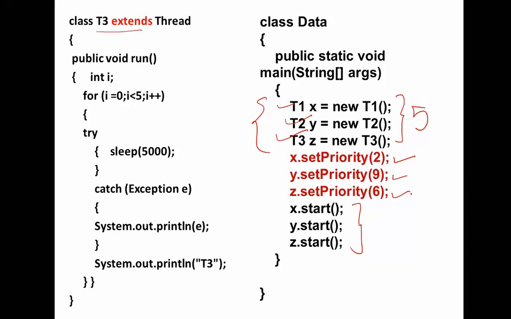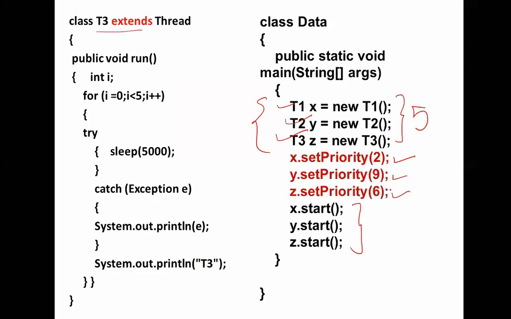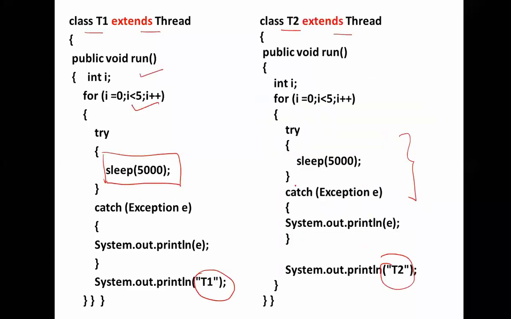So you will see that the thread belonging to class T1 has the least priority, the thread belonging to class T2 has the maximum priority, and the thread belonging to class T3 has intermediate priority. Now I'll start these threads: x.start, y.start and z.start. Now when this program runs, even though I have written the statements in this sequence, y has the highest priority and y is a thread belonging to class T2. So I'll first see T2 being printed because that thread will get executed first. So I'll see T2 first, T3, T1, T2, T3, T1.